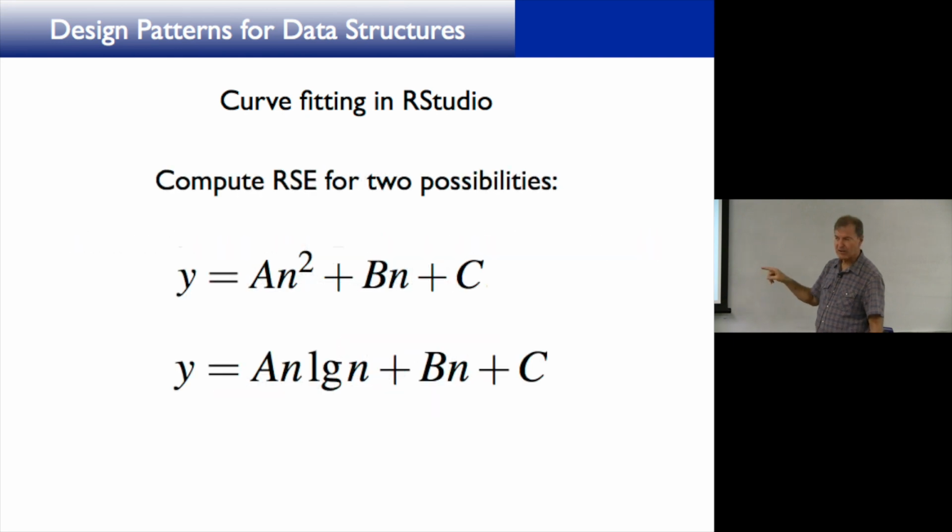Okay, but now look, our data is not in a line, our data is going to curve up. Are you with me? So instead of having ax plus b, what do we have? Well, we could have an squared plus bn plus c, or we might have an log n plus bn plus c. Do you see what I mean?